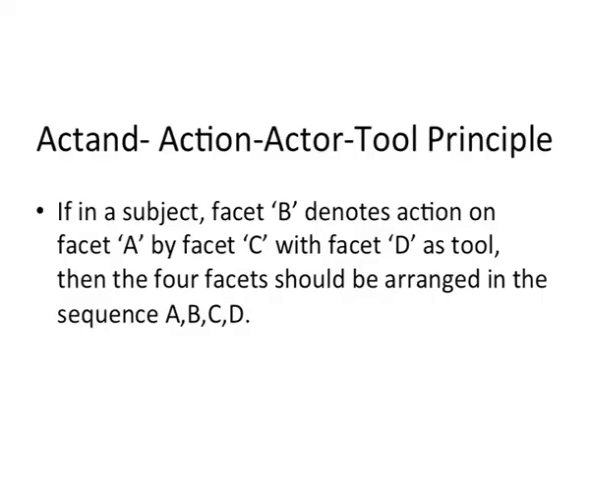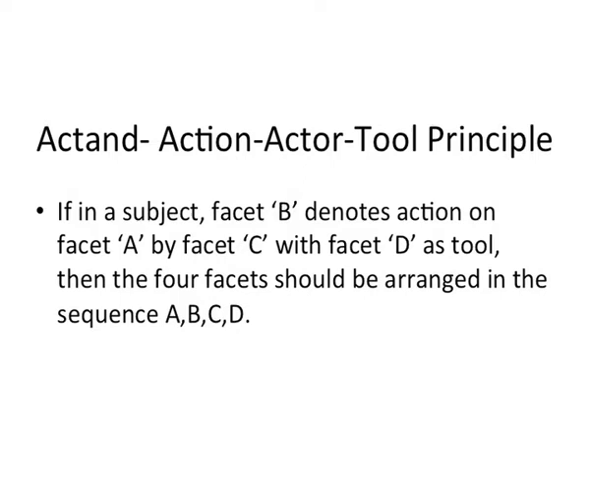Now, let us move to another corollary of the wall picture principle, that is the actant, action, actor, tool principle. So, this is a four-way relation, and it says if in a subject facet B denotes action, some action is taking place on a facet A. So, B is the action and the action is taking place on facet A by facet C. So, action on A, and action is B, and action is being done by C, using a tool D. So, A is the actant, B is the action, C is the actor and D is the tool.